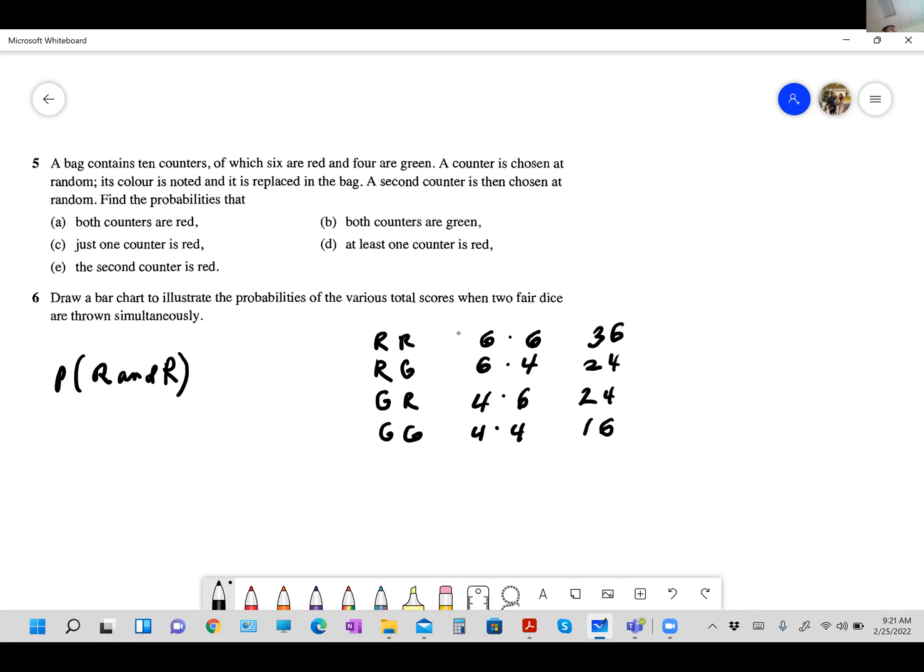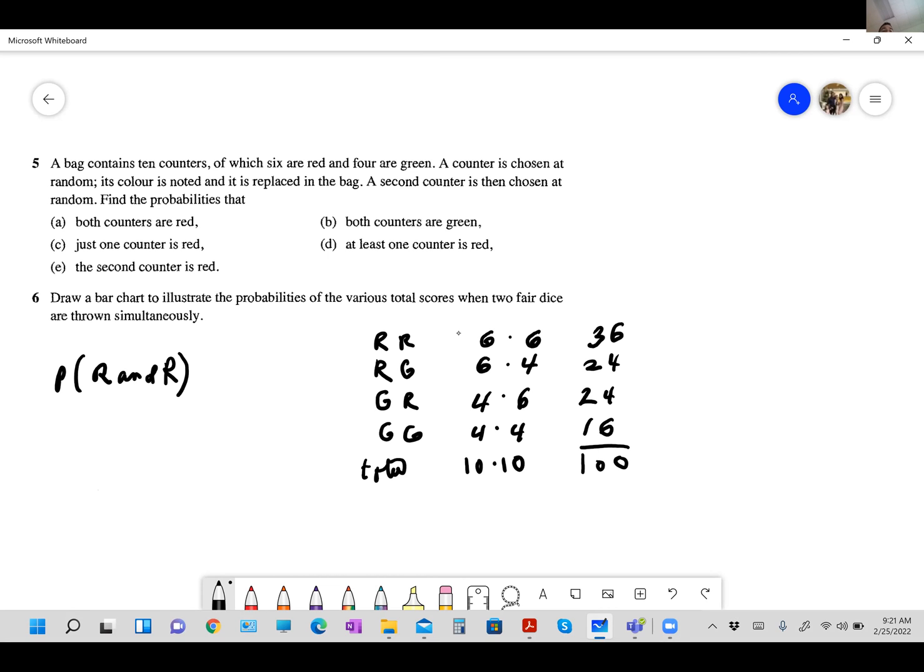How many ways, how many possible counters can I draw? Assuming, how many counters do I have? 10. And how many ways, so total would be 10 times 10. Could you guys check if 36 plus 24 plus 24 plus 16 adds up to 100? So yes, there's a total of 100 ways.